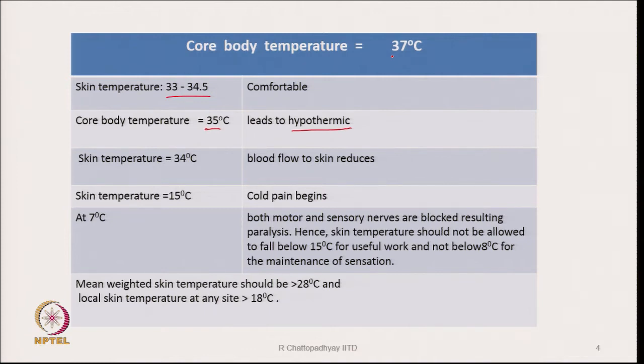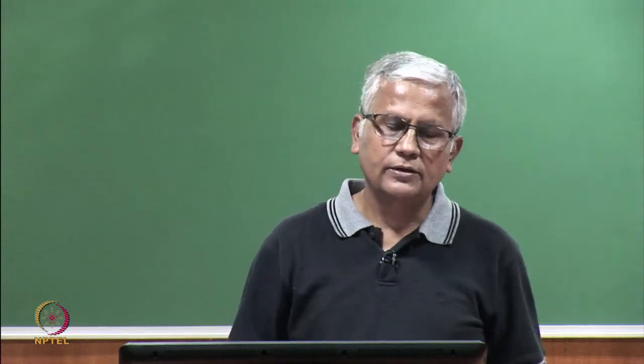the human. When the skin temperature is 34 degrees centigrade, you see just a temperature difference of 1 degree, the blood flow to the skin actually starts reducing. That is what is going to happen. See, blood is continuously flowing from the heart to the entire body, and this heated blood is actually transporting the heat throughout the body.